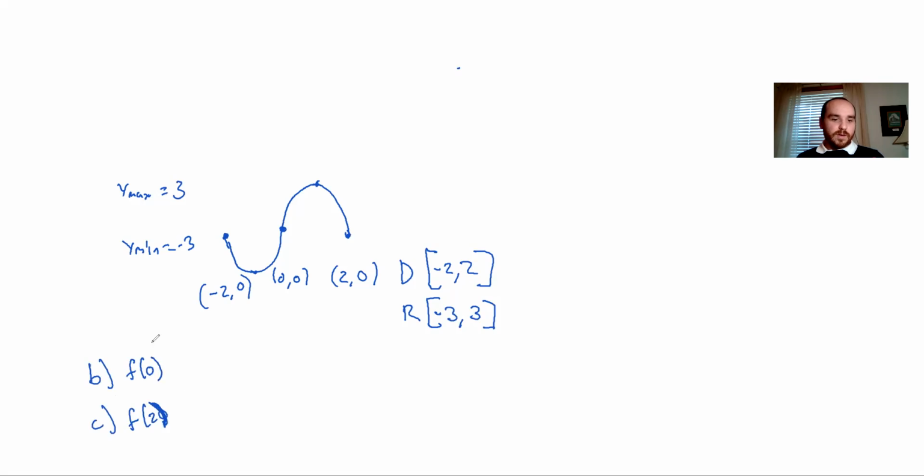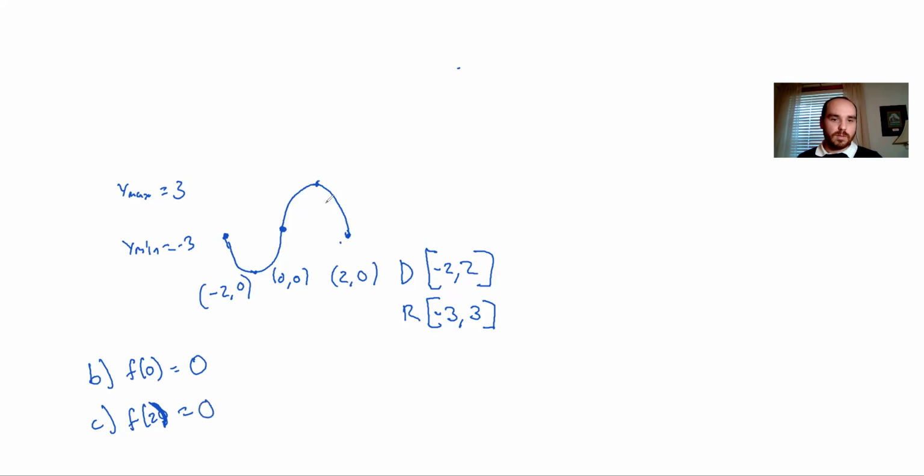So when it asks you to evaluate f of 0, that's saying basically what is the value of f of x when x equals 0. So in this case, this is what is y when x is 0, and when x is 0, that was at the origin. It was 0, 0, so this is 0. And then this one's asking what is y when x is 2, and that was here.